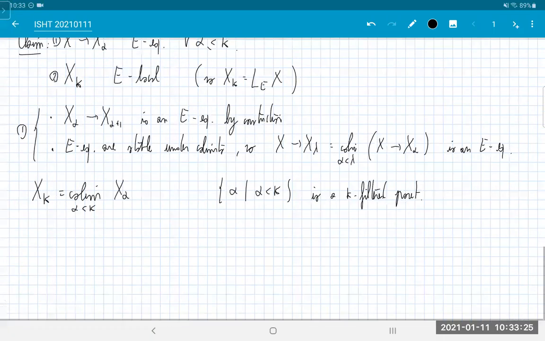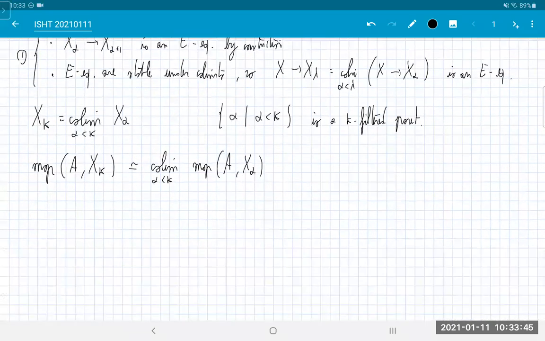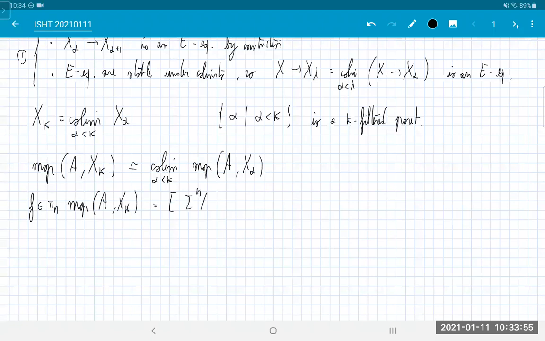So we have that map A to X_kappa is the same thing as the colimit for alpha less than kappa of map A to X_alpha. So for example, let's take an element f in pi_n of map A X_kappa. This is just a homotopy class of a map from Σ^n A to X_kappa. And therefore this factors through X_alpha for some alpha less than kappa.